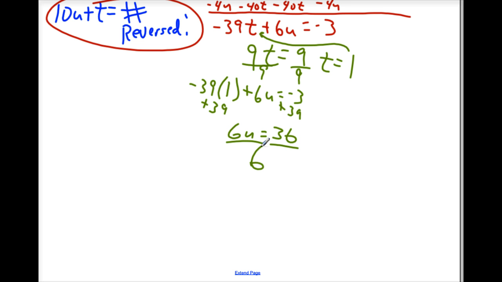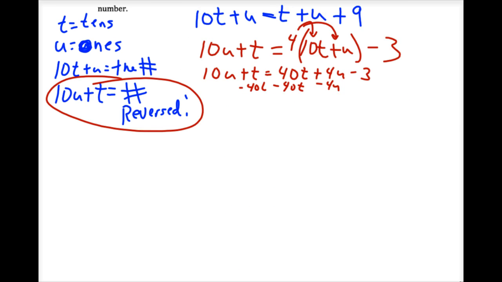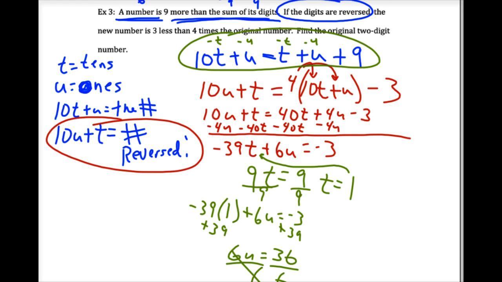Briggs is correct. U equals 6. Briggs, what's the number? 61. You did it wrong, guys. It's reversed. 16. Yeah, the digits reversed is 61, but the original says t is 1 and u is 6, so the number is 16. Find the original too.